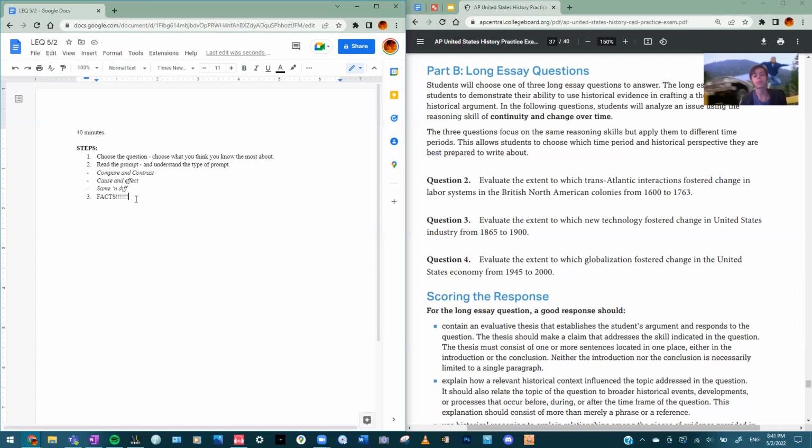So facts: you need to write down every single thing that you can think of that can apply to it, because that's what the LEQ is about. Think about it, no documents for this one. You've got to make sure that you're saying your facts. You know how there was an outside knowledge point for the DBQ? Well, this whole thing is an outside knowledge thing. So write down every fact that you can think of.